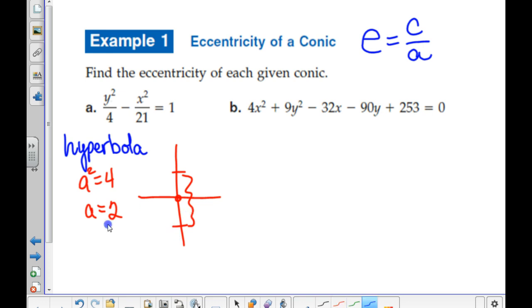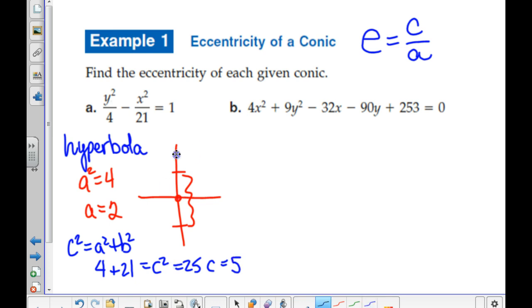All right, how do we find C? When this is a minus, we do plus, right? So C squared equals A squared plus B squared. 4 is already A squared, and 21 is already B squared. So we get 25, and that makes C 5. So the distance from the center to the focus is 5. Okay? This is A, and this is C.